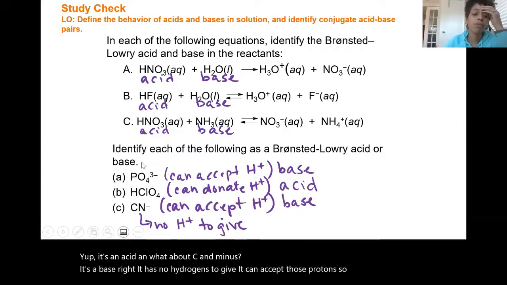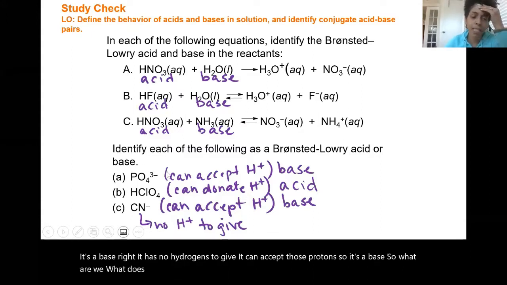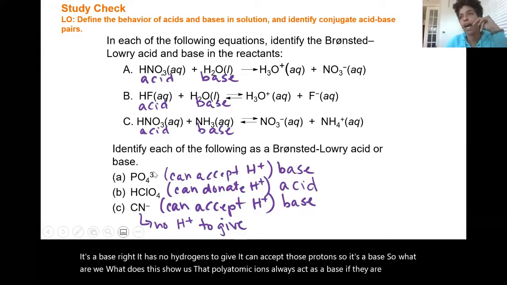So what does this show us? That polyatomic ions always act as a base if they're negatively charged. Got it?